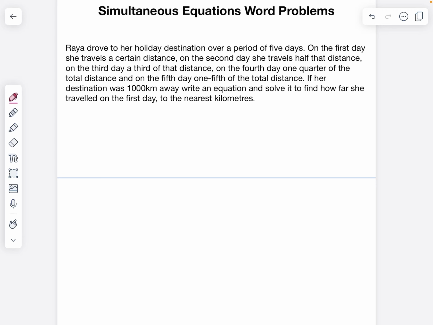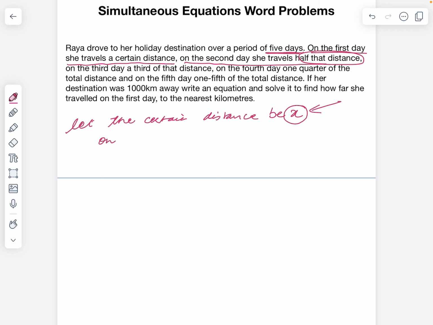Well, Raya drove to her holiday destination over a period of 5 days. Remember, on the first day, she travels a certain distance. Let the certain distance be x. On the second day, she travels half of that distance. That distance means the distance that she traveled on the first day. So, on the second day, the distance traveled would be x by 2.